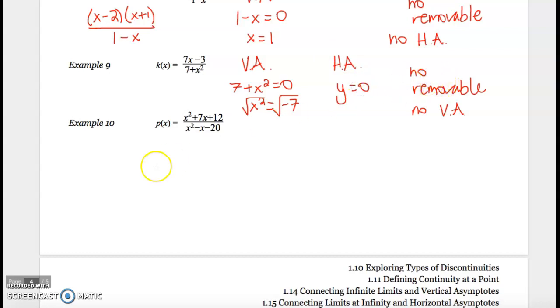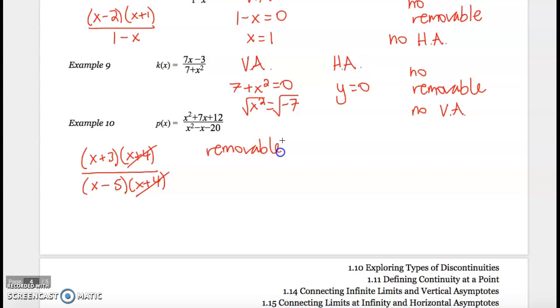All right. Okay, last example. Looks like I got quite a few things to factor. So up top, I got x. Let's see. What multiplies to 12? 3 and 4? Perfect. x plus 3, x plus 4 gives me 7 when I add them together. In the denominator, I'll have what multiplies to -20 and adds to -1. So x minus 5, x plus 4. All right, automatically I have a removable because I have factors that cancel. So I have a removable at, it looks like x equals -4.